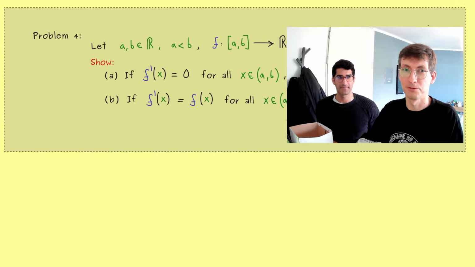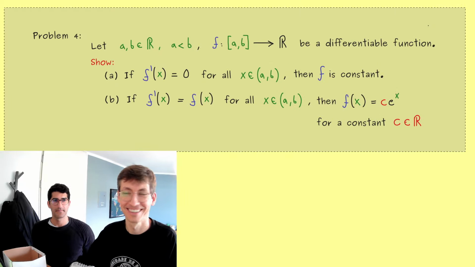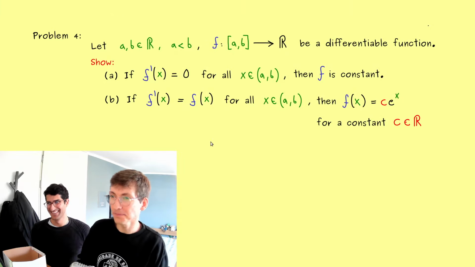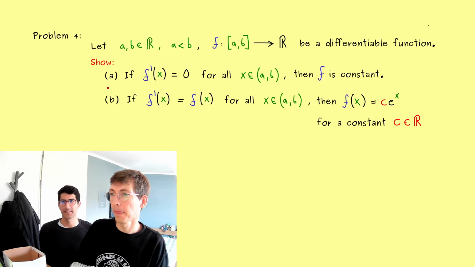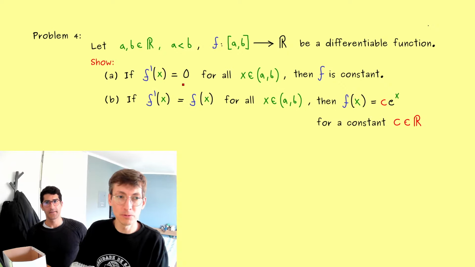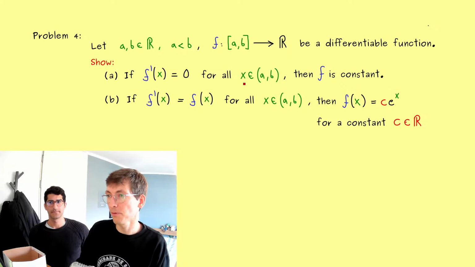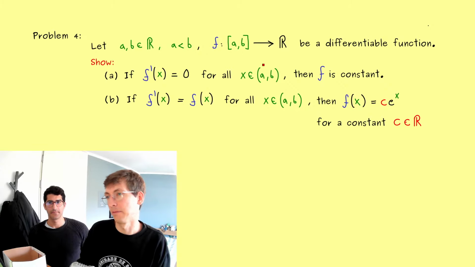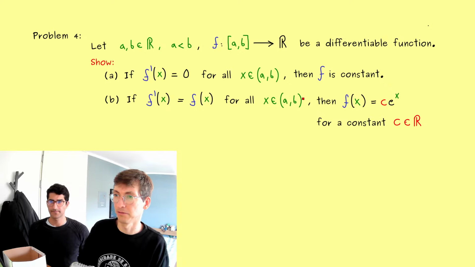So now, let's move the picture again. Okay, some changes here. Nice. So this is a differentiable function. And now we want to show something. The first part shows that if the derivative is 0 everywhere, then the function is constant. 0 everywhere means, okay, you could exclude the boundary points because they are not the problem, but essentially it means the same thing. It's 0 everywhere and then it's a constant function.